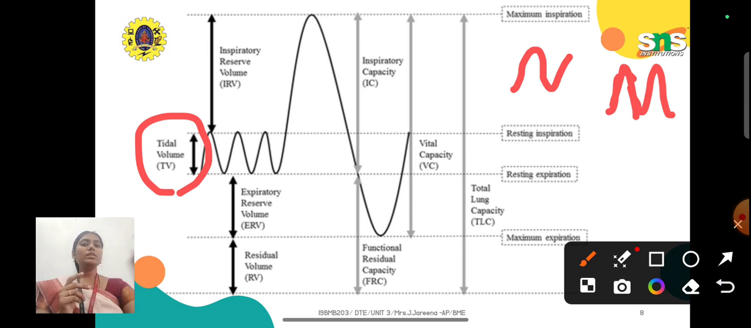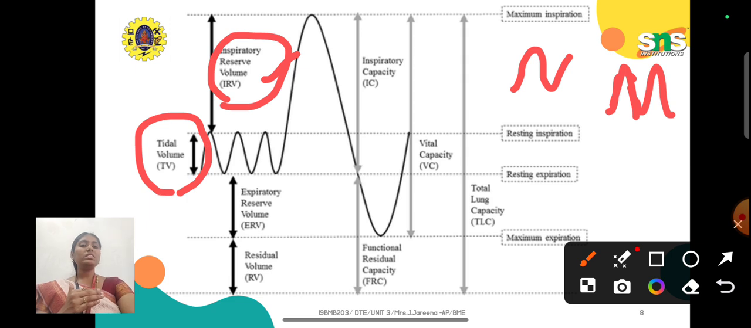The next one is inspiratory reserve volume. There are some cases where we have a very hard inspiration, that is, a very hard inhalation by giving some extra effort. At the end of a normal inspiration, if you give some extra maximal inspiratory effort in order to inhale extra air into your body, that amount of air is the inspiratory reserve volume.